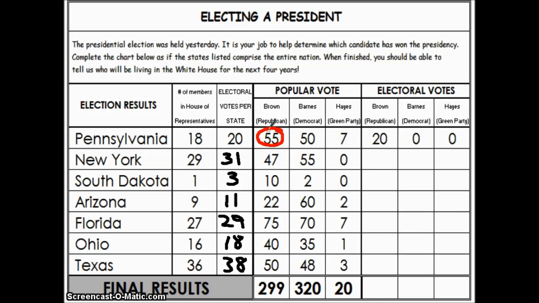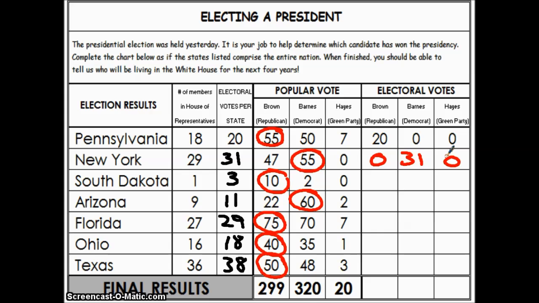So let's just figure out who won each of the remaining states here by circling the higher vote total in the popular vote. Okay, and then we'll award the electoral votes on that winner-take-all basis. So New York goes to Barnes, the Democratic candidate, so he gets all 31 electoral votes.